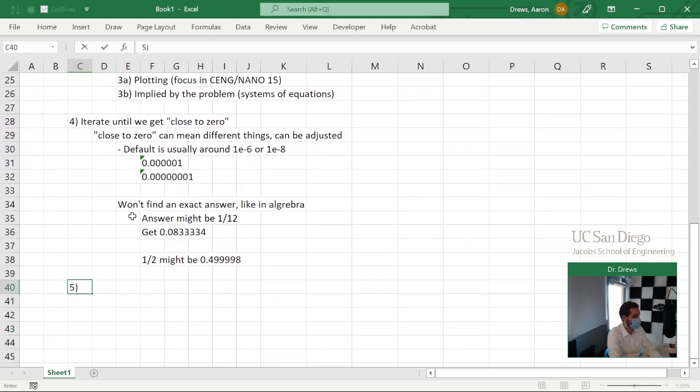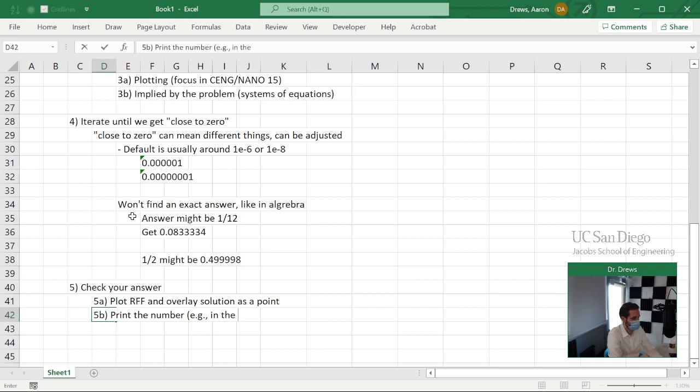And then the last but not least is check your answer, which comes in two flavors, and we'll use both of them. One is to plot the root finding function, which we've actually already done in 3, and then we'll overlay the solution as a point. So we'll practice doing that. And we'll also use the title, or just generally print the number, e.g. in the title. And we've seen how to do that before.